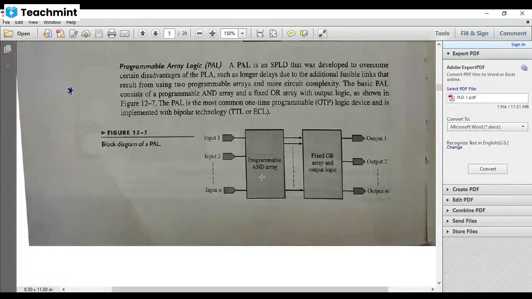Further, at the output side, the fixed OR array has some additional features that we are going to add in place of programming, that is, the output logic. What the output logics are, we can see in the next class or the next lecture.